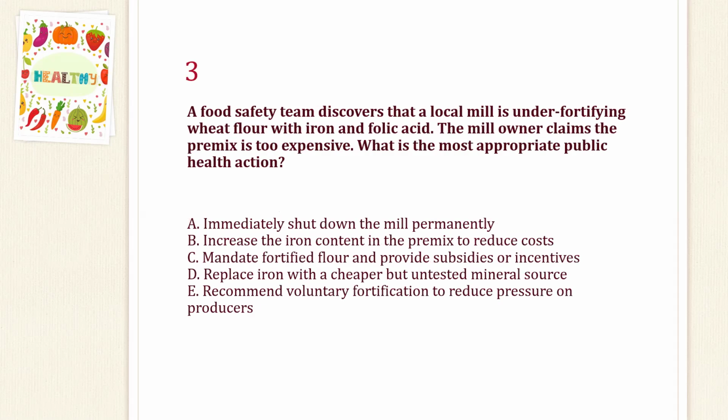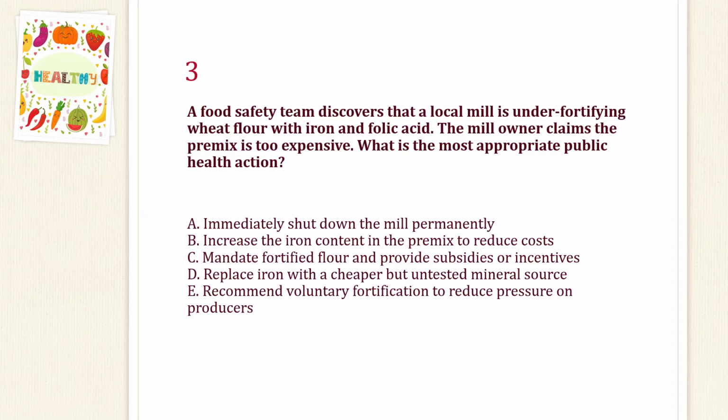The third MCQ is: a food safety team discovered that a local mill is under-fortifying wheat flour with iron and folic acid. The mill owner complains that the premix is too expensive. What is the most appropriate public health action? A. Immediately shut down the mill permanently. B. Increase the iron content in the premix to reduce cost. C. Mandate fortified flour and provide subsidies or incentives. D. Replace iron with a cheaper but untested mineral source. E. Recommend voluntary fortification to reduce pressure on producers.